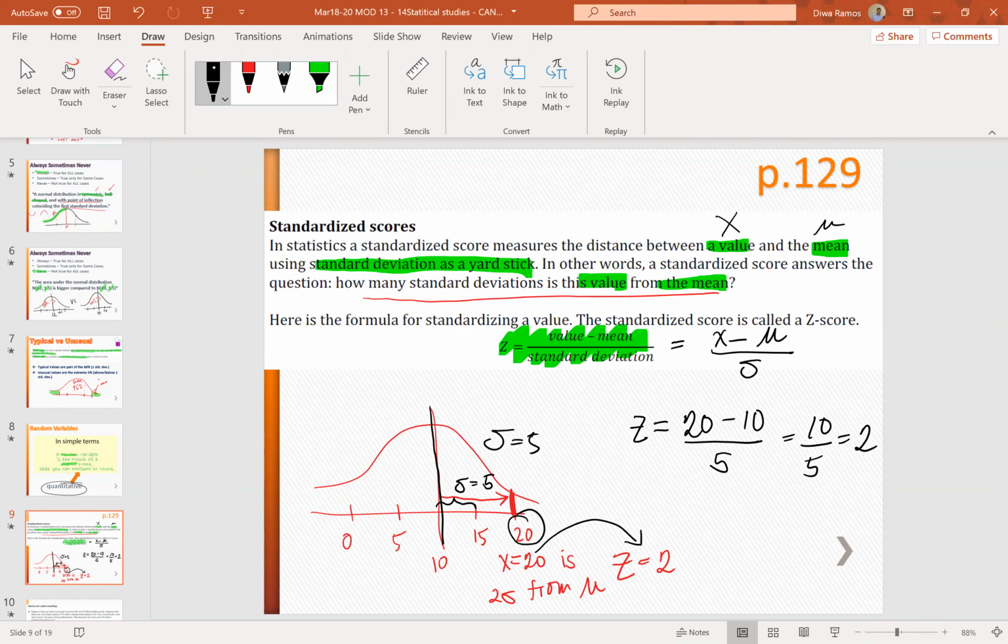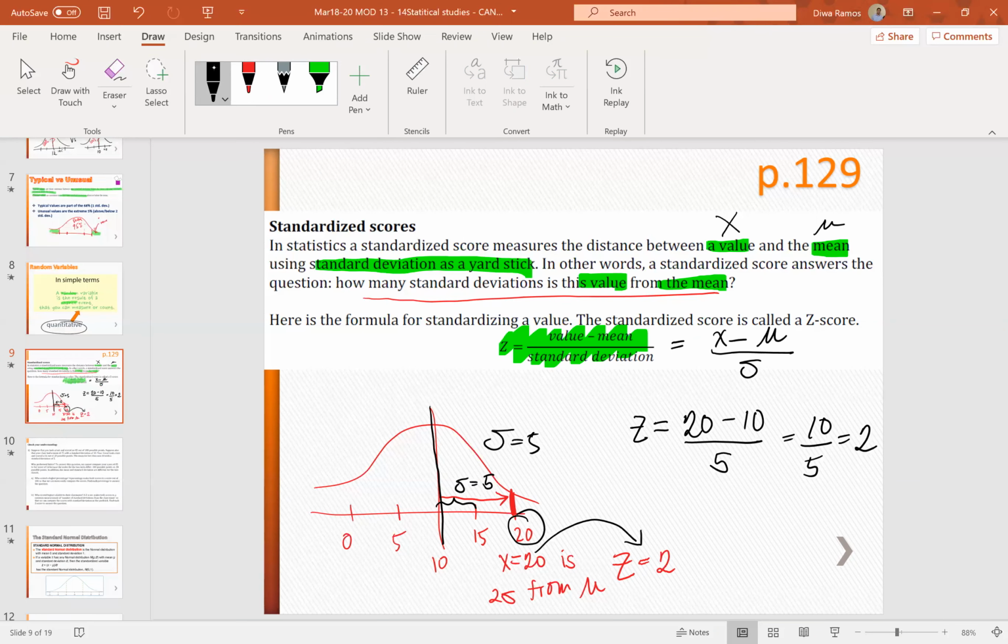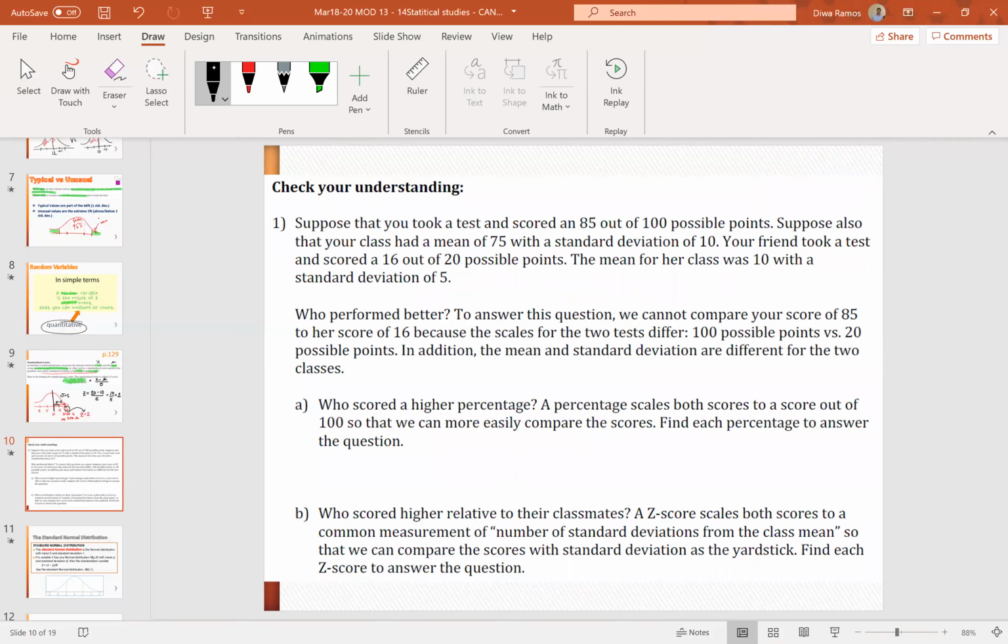Make sense? So we'll find out why we're using this. Most of the data, of course, will not have the same standard deviation or the same center. But in some cases, we have to compare them. And it's a good idea to standardize them, because standardizing the scores will give you a more objective way to compare values, and not just looking at raw numbers. Okay, let's take a look at some examples to check our understanding of this. So this has to be part of the same chapter.